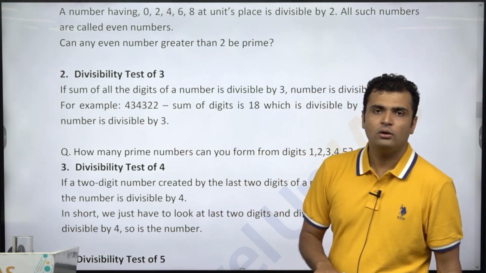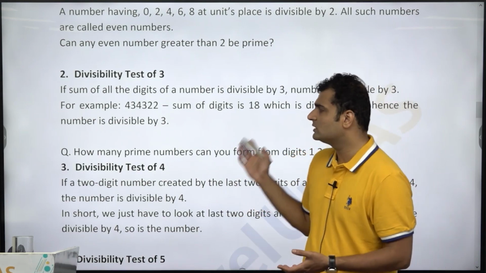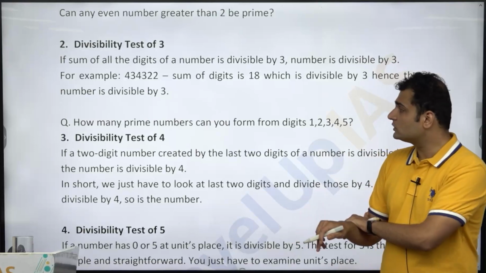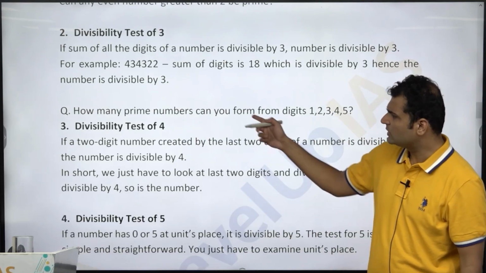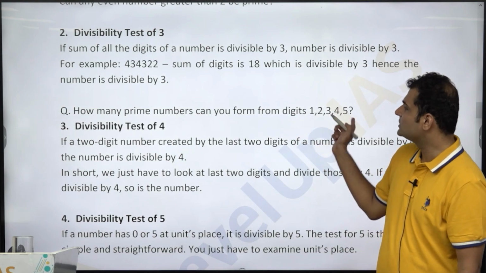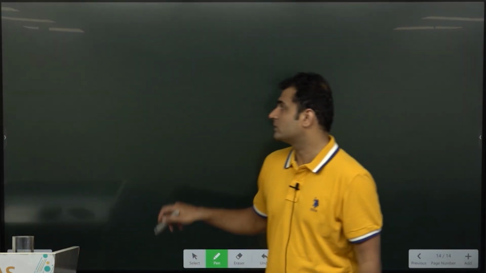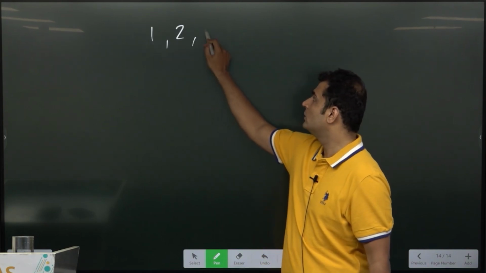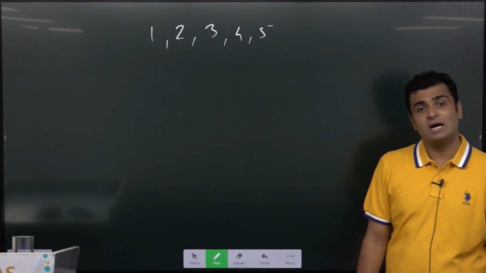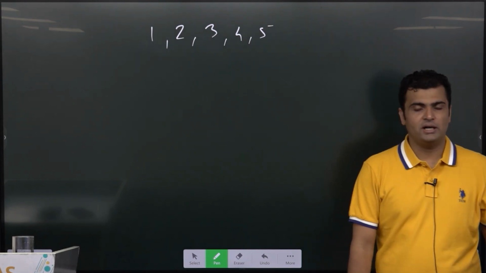As simple as that. You just add all the digits and see if the sum of the digits is divisible by 3. Now this was used in this question. This is a PYQ as well. Question is, how many prime numbers can you form from these digits? You might think that this is a permutation combination question, that how many prime numbers can be formed from these digits using all of them without repetition. तो सारे numbers use करने हैं, एक ही बार करने हैं और prime number बनाने हैं.